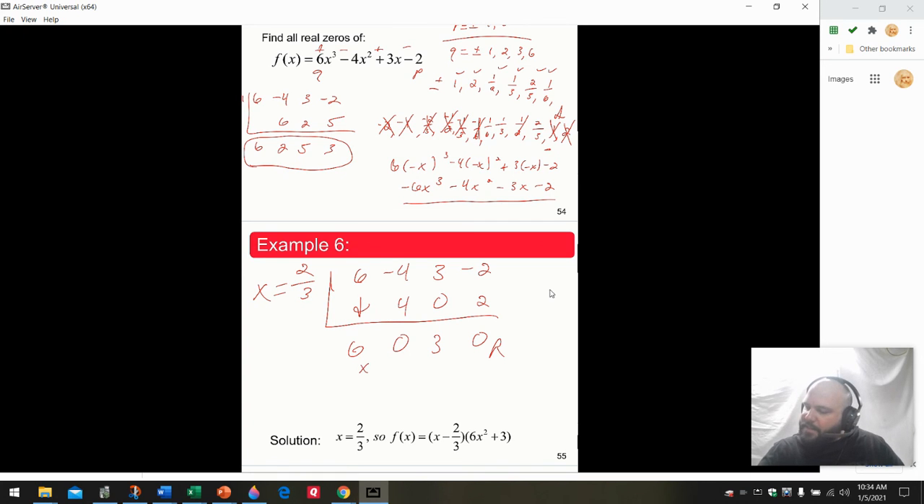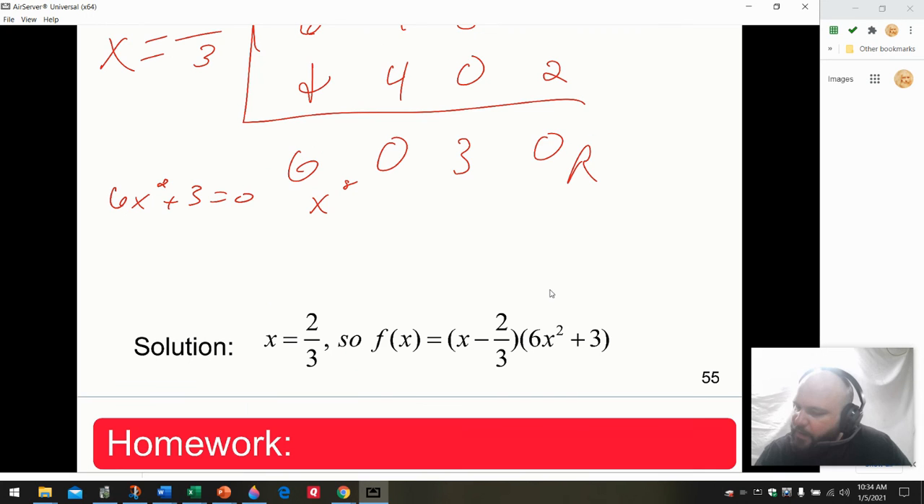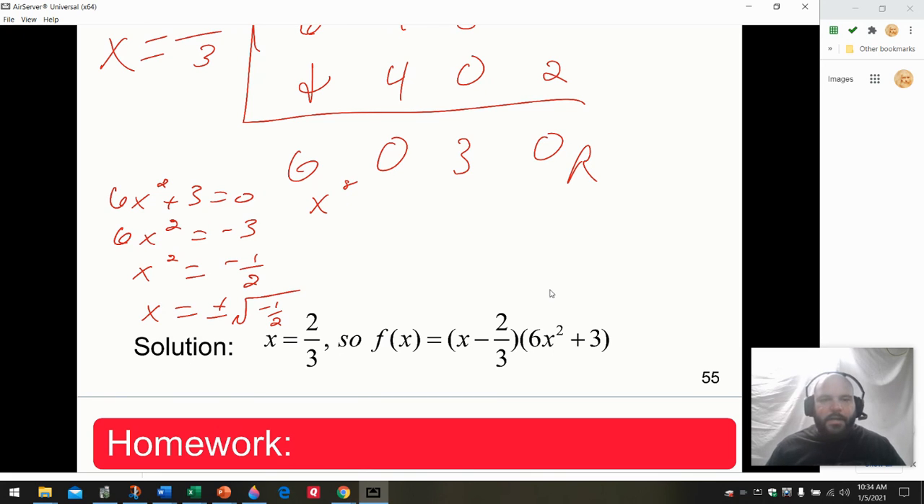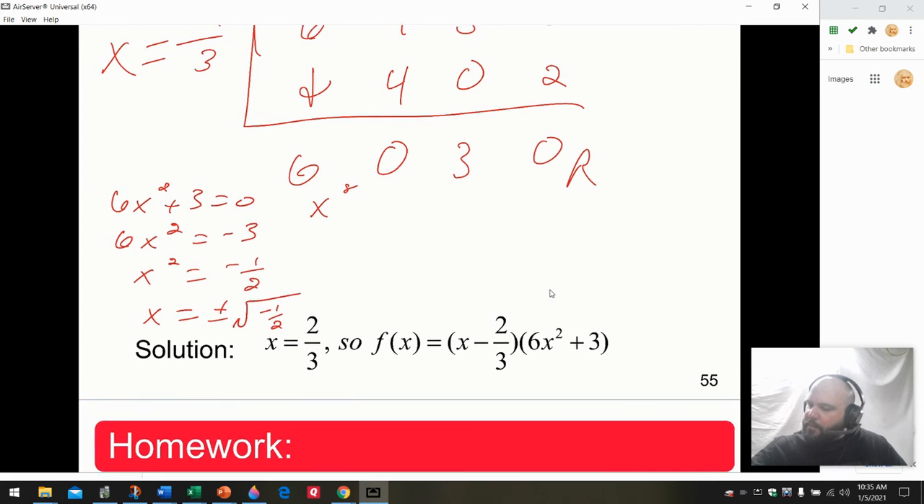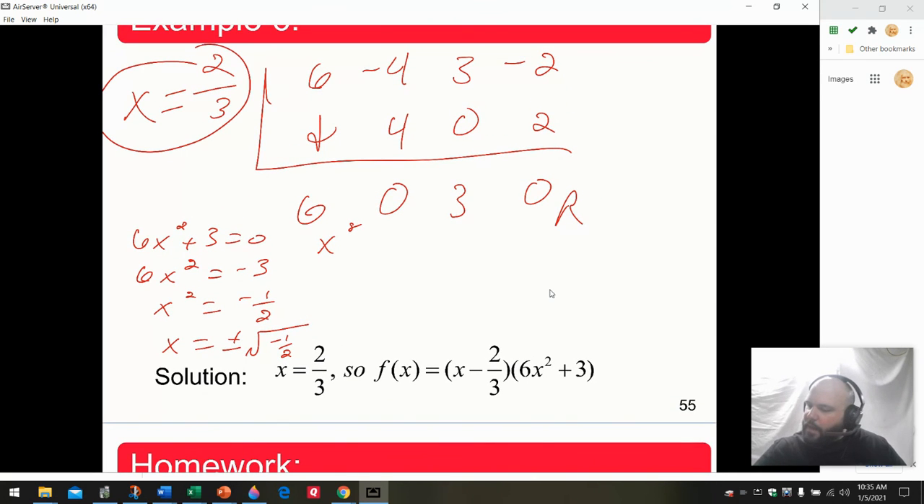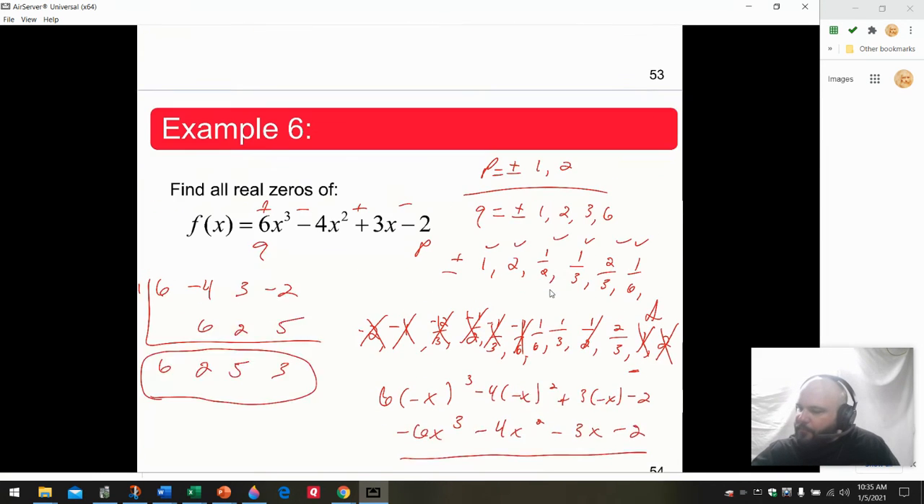Now what I'm left with is 6x squared plus 3. Now if I try to solve that, I end up getting a square root of -1/2. And so that's going to be an imaginary number. I'm not worried about you listing that imaginary number right now. So what we were able to determine, since 2/3 worked, x minus 2/3 is one of the factors. And then what we were left with was 6x squared plus 3. If you FOIL that back together, you would get the original polynomial.